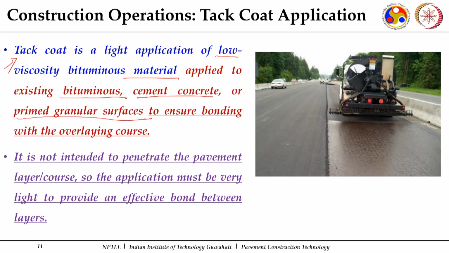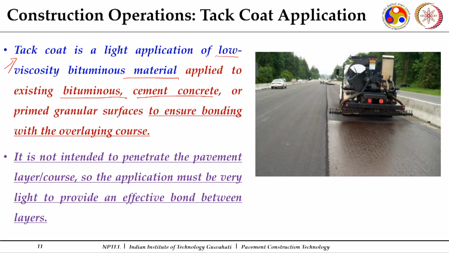This is also sometimes to ensure proper bonding with the overlying courses. It is not intended to penetrate. Now, in the case of priming, the application of a prime coat, the intention is that it penetrates to a depth of 8 to 10 mm. Here there is not as such any requirement. It is just to create a bond between the existing and the overlying courses. So, there is no requirement for any penetration.